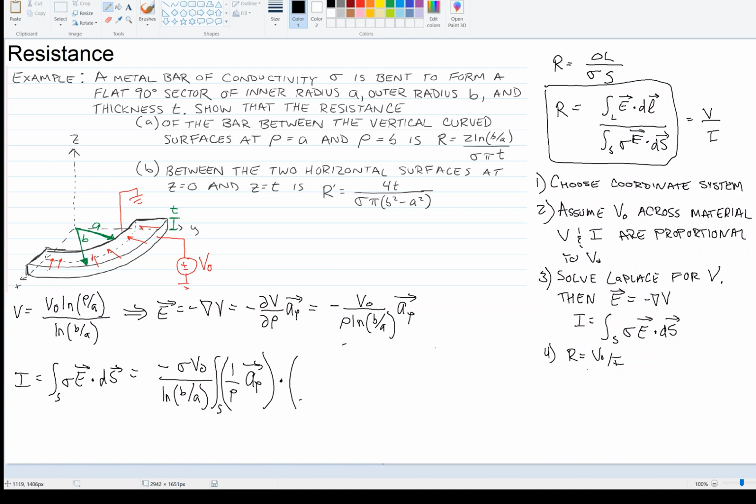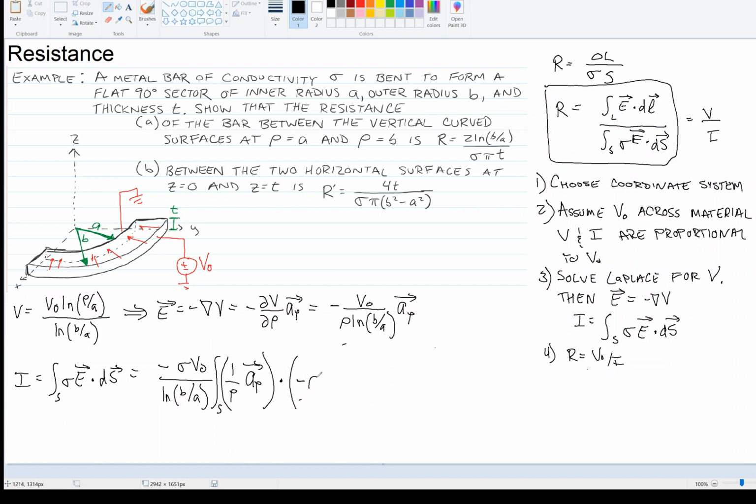the surface vector. So we need to think about the surface vector. So we're talking about changing in the rho direction. The electric field goes from the B surface here, the outer curved surface, to the inner surface. So we're going in the rho direction. We ask ourselves, what is changing then? Well, we've got phi that's changing from 0 to pi over 2, and we've got z that changes from 0 to t, thickness t. And because we're going in the negative rho direction, we need a negative sign here.